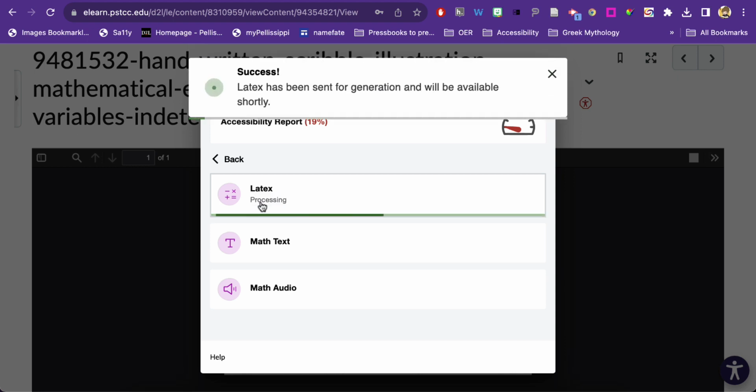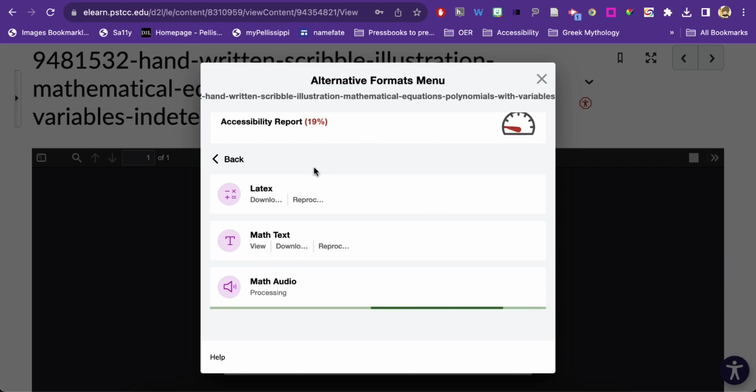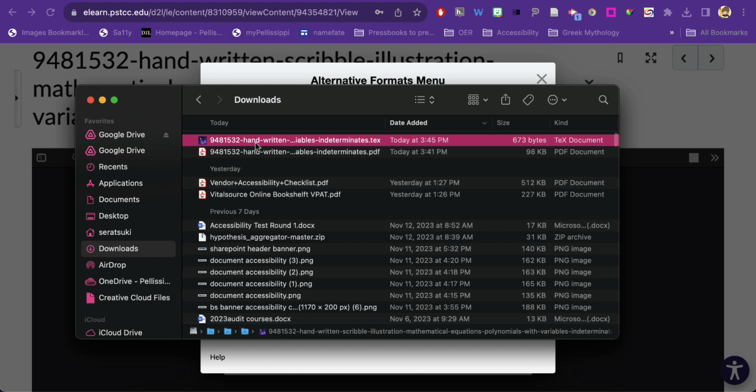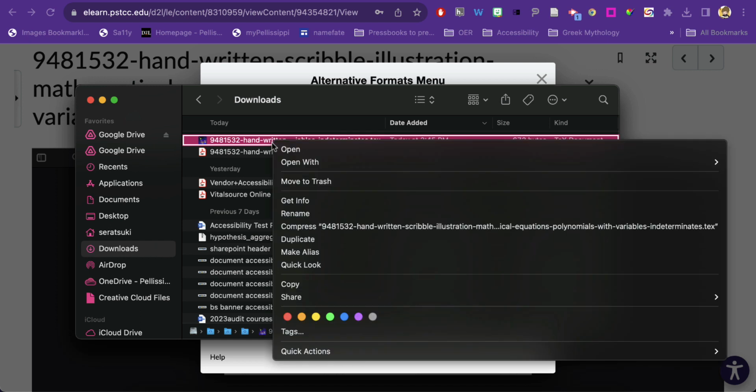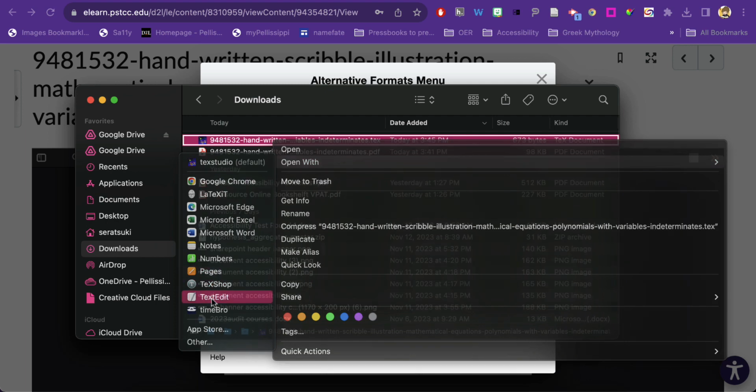Let's start with the LaTeX. And again, it's going to take a little bit for it to create these. So I went ahead and started the processing for these other two. Let's start with the LaTeX, and it's going to download as a tex file. If you have a LaTeX editor, that's great. If you don't, it's also fine. All we have to do is right click and you can open it in Notepad if you're on a PC, or I'm just going to open it in TextEdit on my Mac.